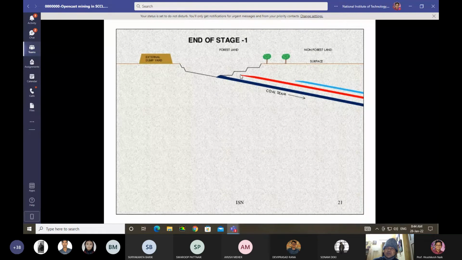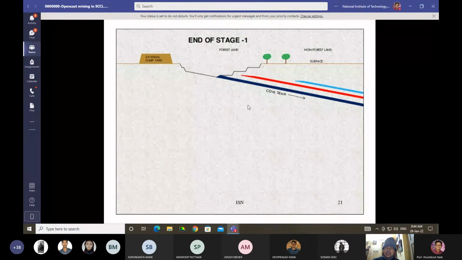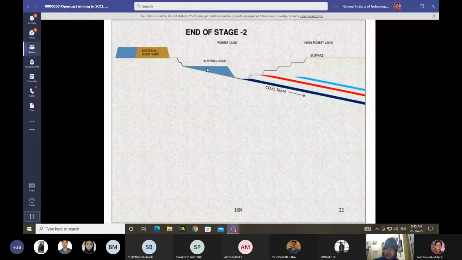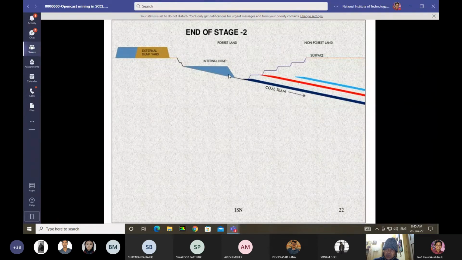These are the benches you are forming. Then the second stage, you go down, and from this area you have already taken out the coal and the waste material you have dumped here. This is the external dump, this is the internal dump. After the minerals are taken out, coal is taken out, then internal dumps are created where the overburden material is dumped. This is the second stage.